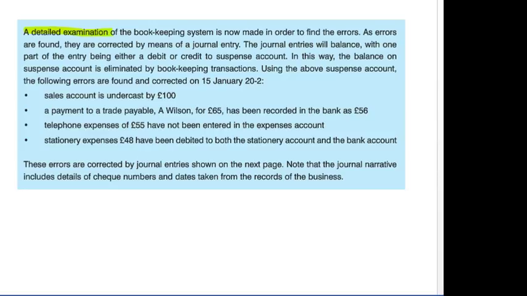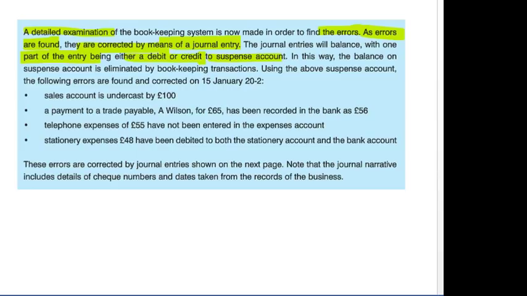The detailed examination of the bookkeeping system is now made in order to find the errors. Some errors are found. They are corrected by the means of a journal entry. Yeah, there we go. You have to correct it through journal entries. Yeah, it's just like your ledger, debit, credit knowledge. We will use it here. Journal entries will balance with one part of entry being either a debit or credit to a suspense account.